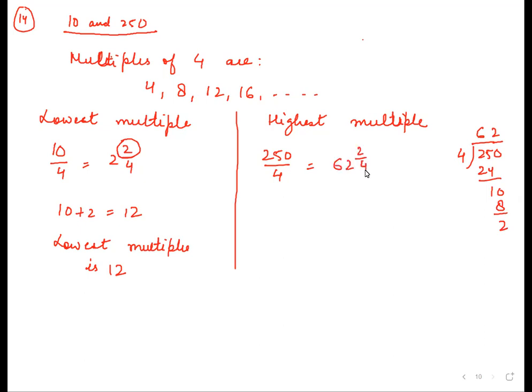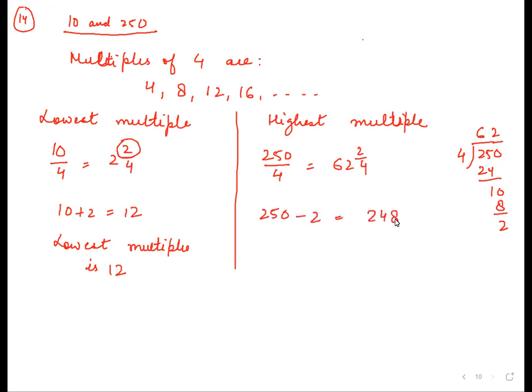So basically 250 is not perfectly divisible by 4. So it's not a multiple of 4. So in this case, you have to subtract 2 to obtain the highest possible multiple. Understood? Yes. So why am I subtracting? Tell me.